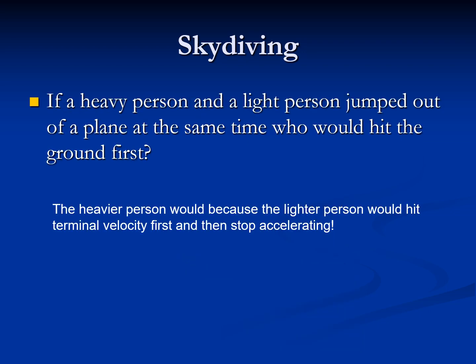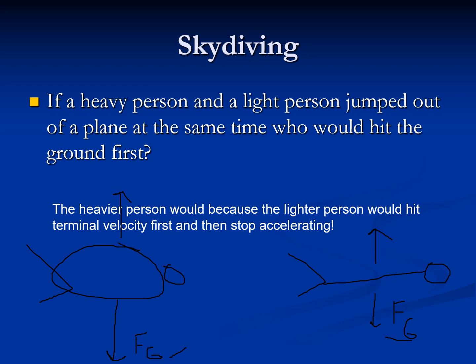So conceptually, if a heavy person and a light person jumped out of the plane at the same time, we have heavy person, we have light person. Okay? So who has the bigger force of gravity? The heavy person is going to have a bigger F of G because the mass is bigger. This person is going to have a smaller F of G because the mass is lighter. So as they fall, which person hits terminal velocity first? The lighter person, because it's going to take less time to cancel out this force of gravity than this force of gravity.